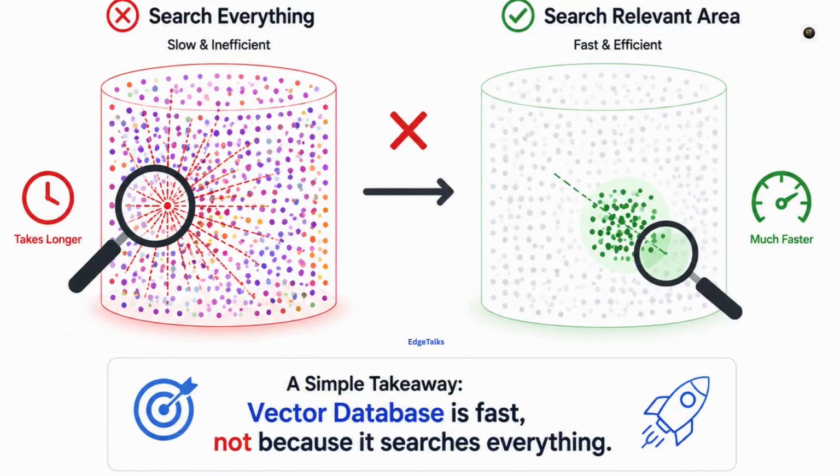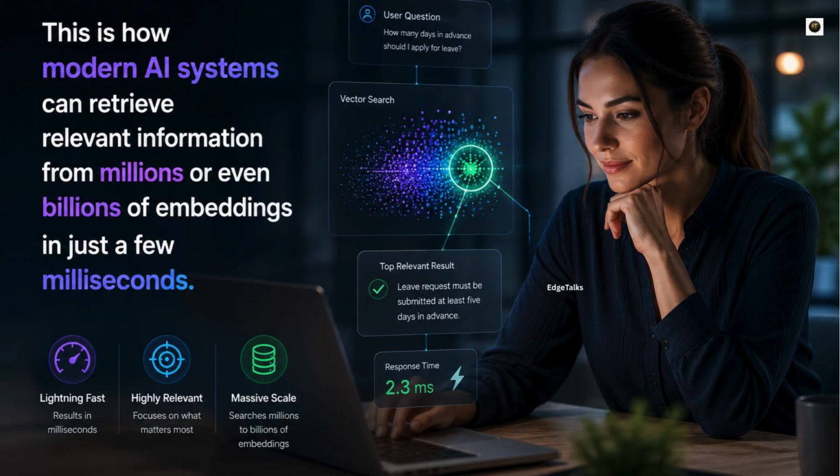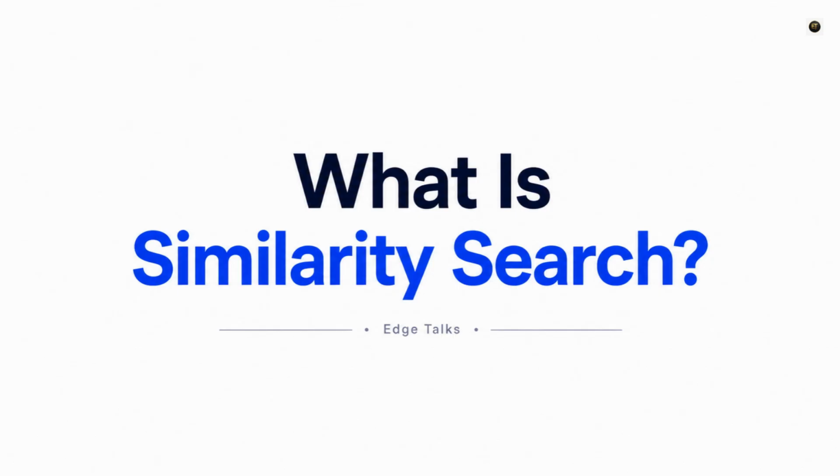So the simple takeaway is, a vector database is fast not because it searches everything, but because it intelligently organizes the embeddings and quickly focuses on the most relevant areas of meaning. That is how modern AI systems can retrieve relevant information from millions or billions of embeddings in just a few milliseconds.